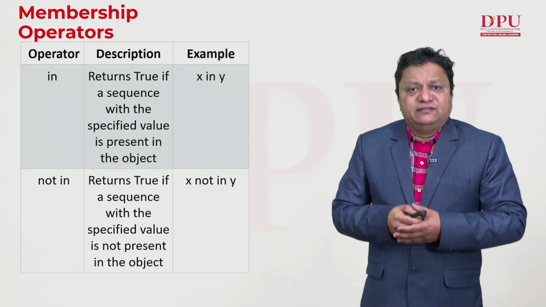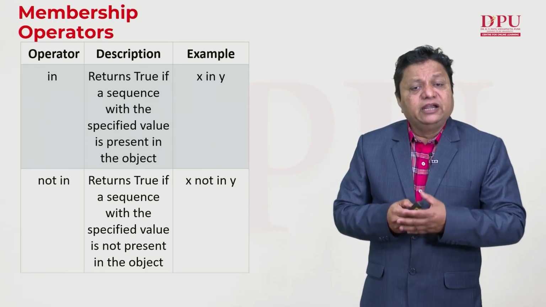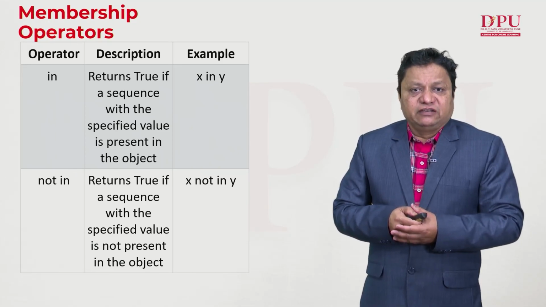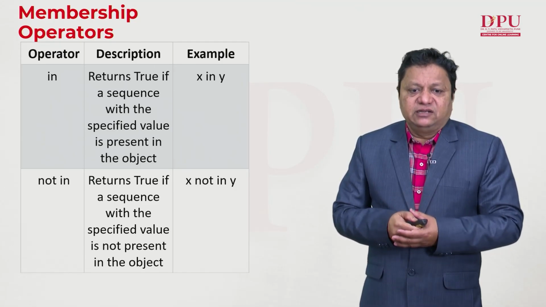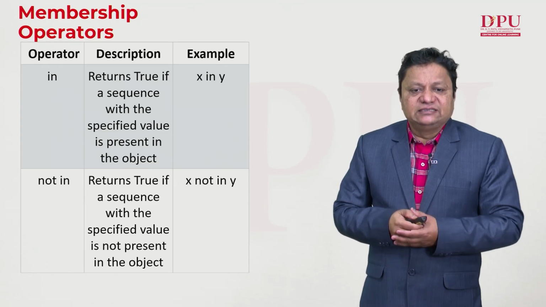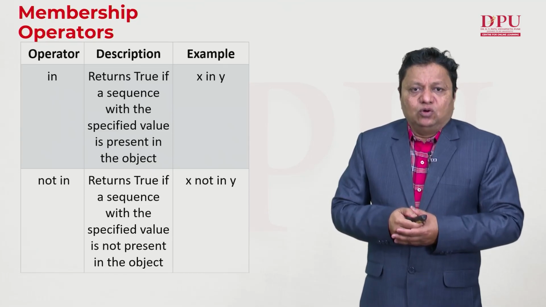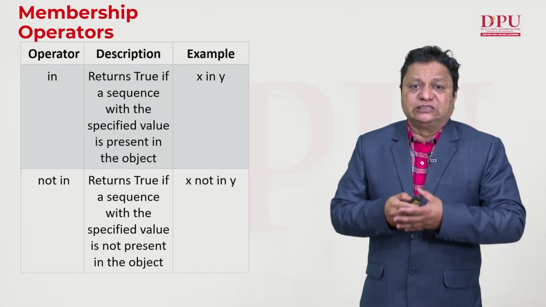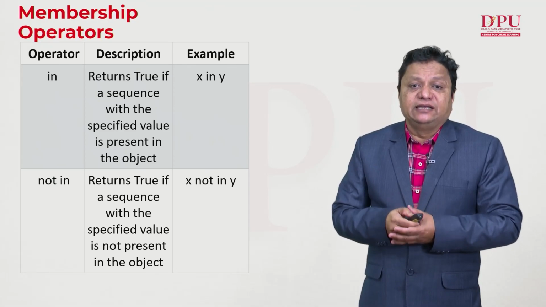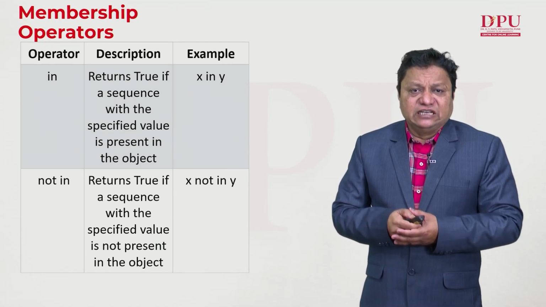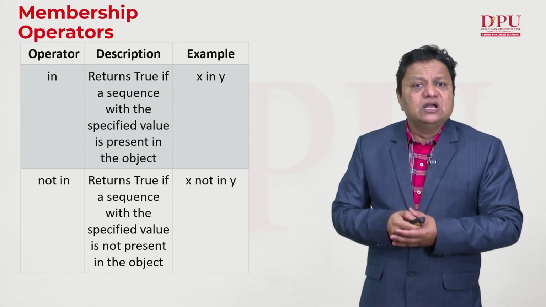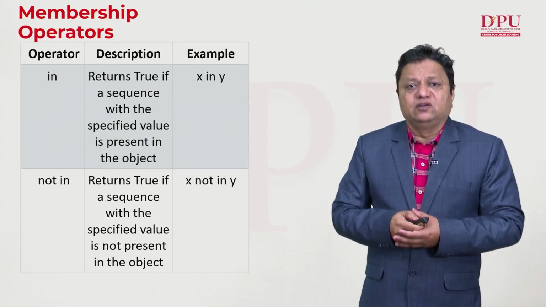Not in is the reverse of in. It returns true if a sequence with the specified value is not present in the object. In will return true if a sequence with a specified value is present in the object. Not in returns true if a sequence with a specified value is not present in the object.